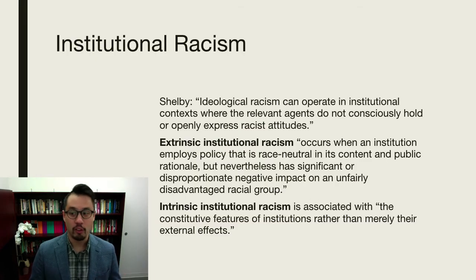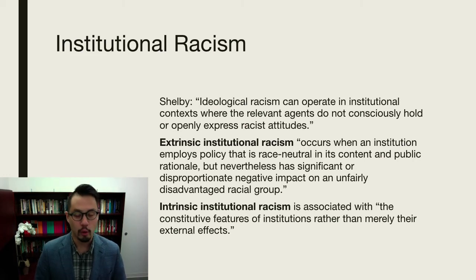Because the ideology of racism can operate in institutional contexts where the relevant agents do not really consciously hold or openly express racist attitudes, it is important to recognize what is called institutional racism. There are two different kinds of institutional racism: extrinsic and intrinsic. Extrinsic institutional racism, according to Tommie Shelby, occurs when an institution employs policy that is race neutral in its content and public rationale, but nevertheless has significant or disproportionate negative impact on an unfairly disadvantaged racial group.